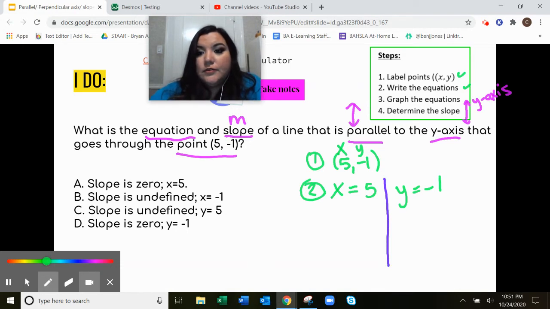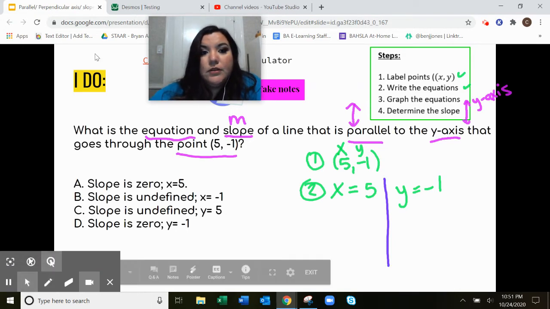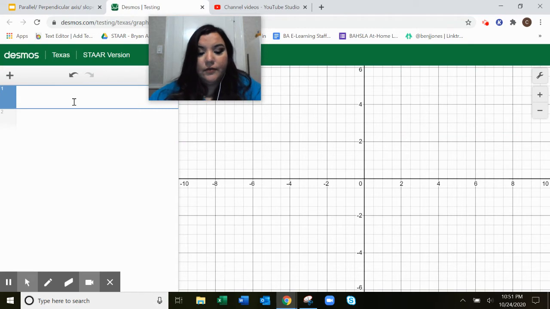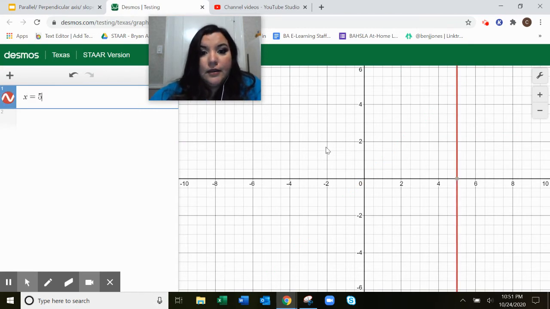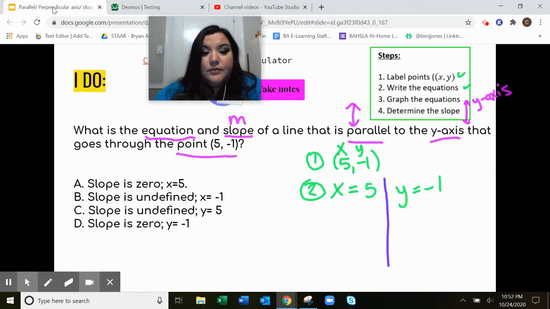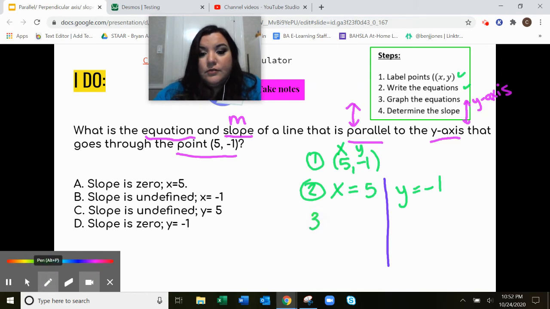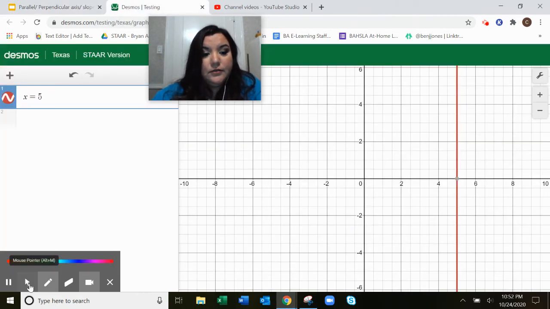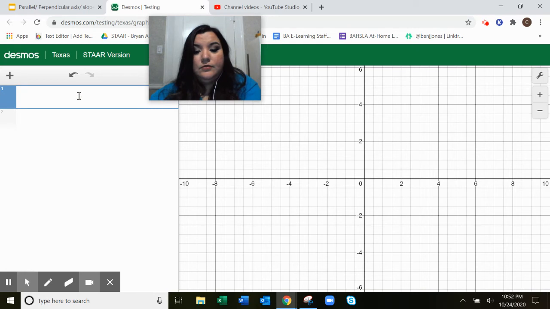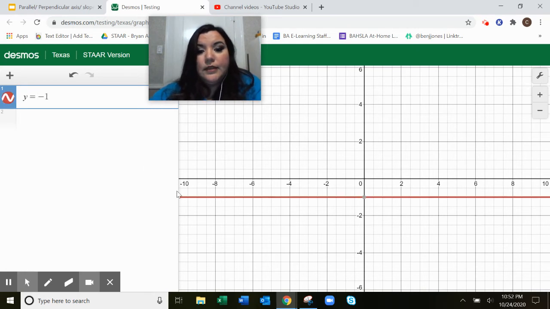Now I can go ahead and do step 3, which is to graph the equations. So I'm going to graph x equals 5. And again, we see that it is a line that is going up and down, and it crosses the x-axis. So it's up and down. Then I'm going to graph y equals -1. And I see that this is a horizontal line, and it crosses the y-axis at -1.